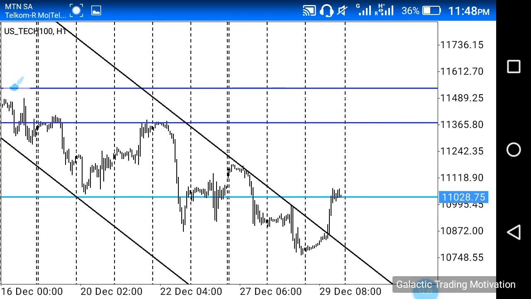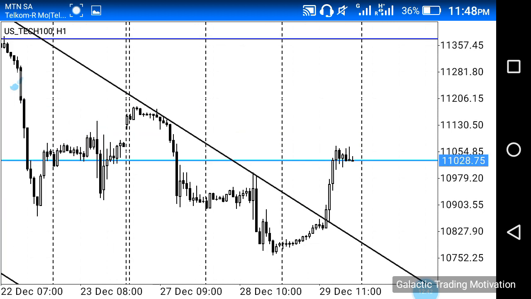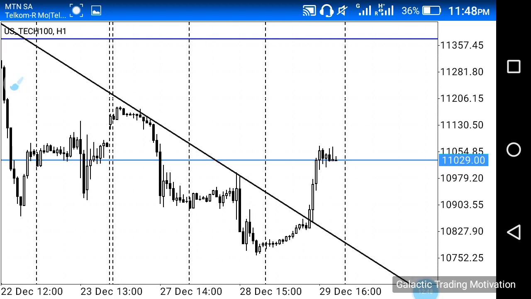So that is it as far as my analysis goes, guys. I hope it makes sense, and I believe that we should be looking for potential selling opportunities. However, at this point in time we don't see any.